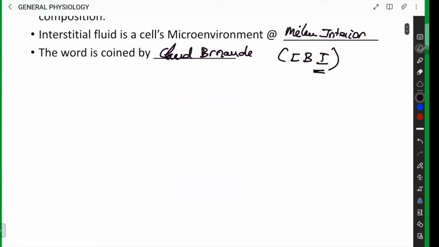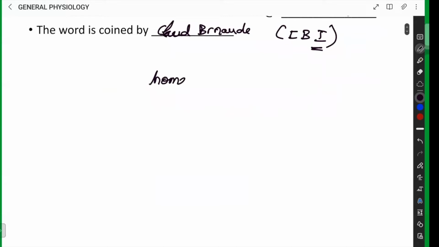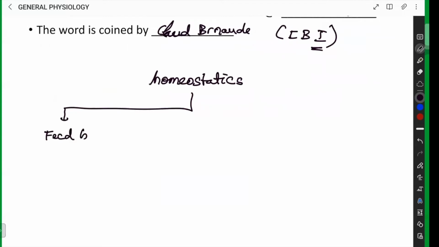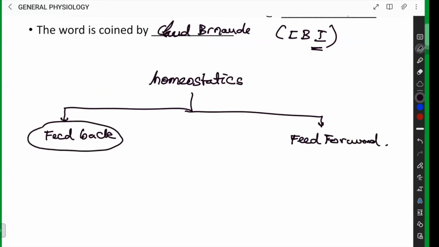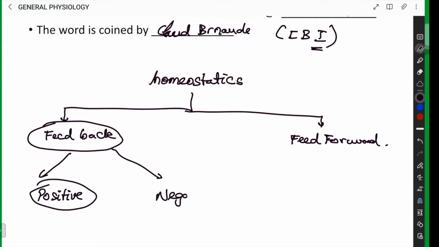Always remember, the homeostatic process is of types. Number one is the feedback mechanism. Number two is the feed forward mechanism. First we will talk about the feedback mechanism. Feedback mechanism is of two types. One can be the positive feedback mechanism, and the second is the negative feedback mechanism.